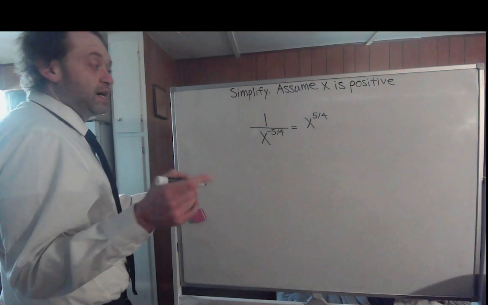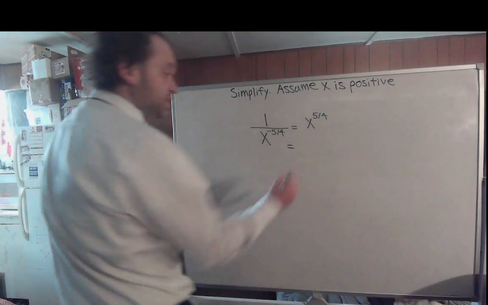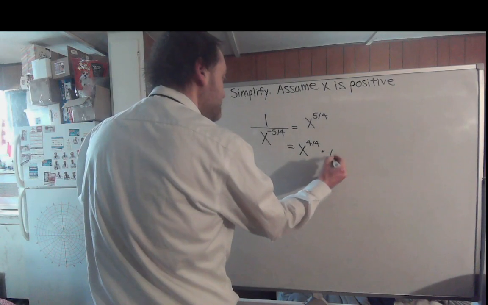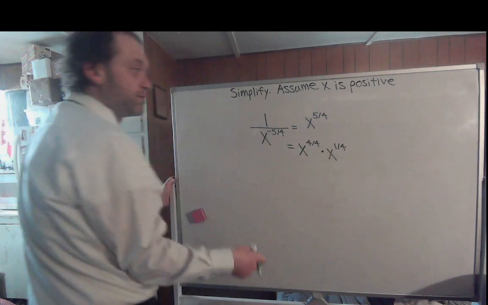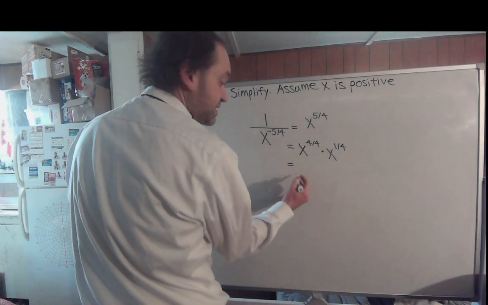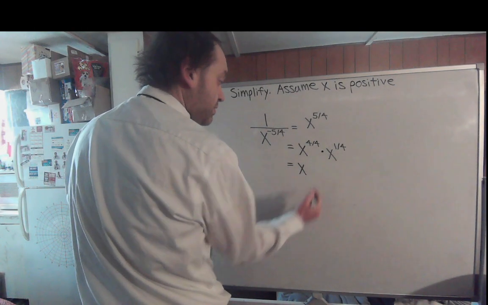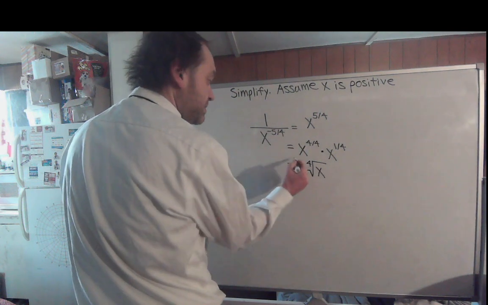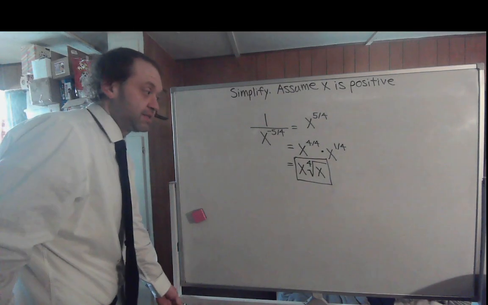Well, can we simplify this? We sure can. X to the 5/4, isn't that the same as x to the 4/4 times x to the 1/4? It sure is, because you add 4/4 and 1/4, you'll get 5/4. Well, what is x to the 4/4? That's just simply x to the first, or x. You would end up having x times x to the 1/4, or x times the 4th root of x. That's exactly how you could write that. So in the end, you'll end up getting x times the 4th root of x.